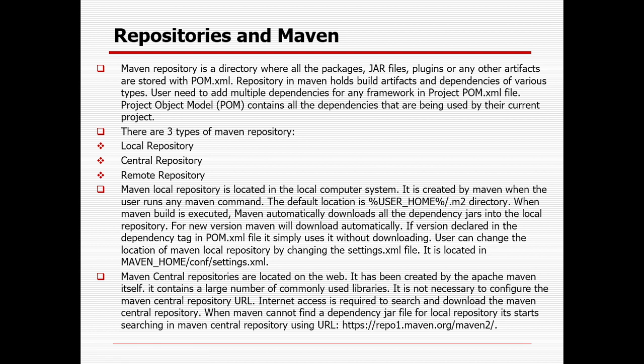Whenever that particular dependency is not already available in the local repository, it will try to download from the central repository. That time, definitely some sort of internet will be required. Otherwise, how will it interact with that particular site, right? Okay. So when Maven cannot find a dependency jar file in the local repository, it starts searching in the Maven central repository. First, it will try to find in the local, then central, and then remote.